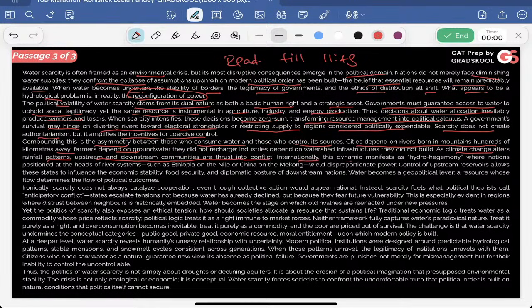Internationally, this dynamic manifests as hegemony, power control, where nations positioned at the heads of river systems, such as Ethiopia on the Nile or China on the Mekong, wield disproportionate power. Control of upstream reservoir allows these states to influence the economic stability, food security, and diplomatic posture of downstream nations. You understand that?